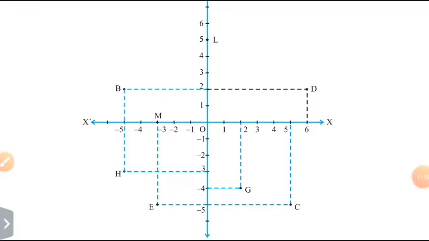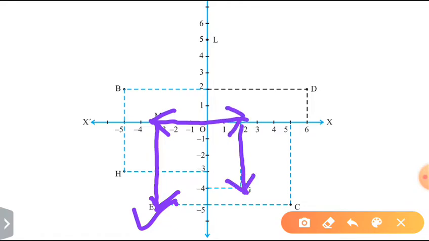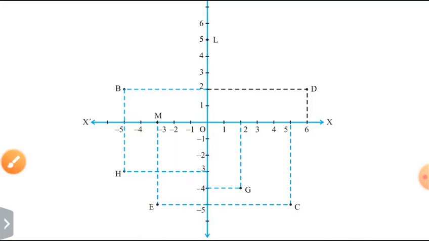Now the next part is the point identified by the coordinate minus 3 comma 5. Minus 3 means first you have to move here minus 3, then 5. You can see the point is E. The answer of this part is E. The next question is to identify the point 2 comma minus 4. That means first on the x-axis 2, then minus 4. So the point will be G. Now move to the next part.